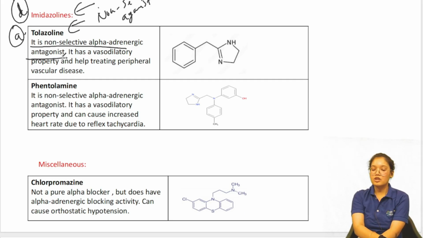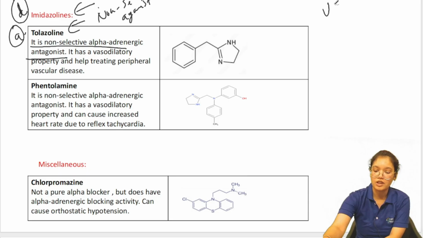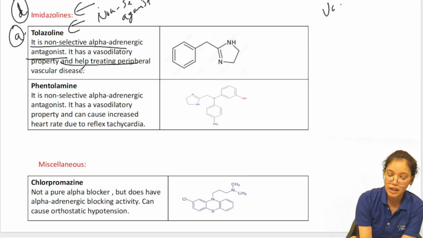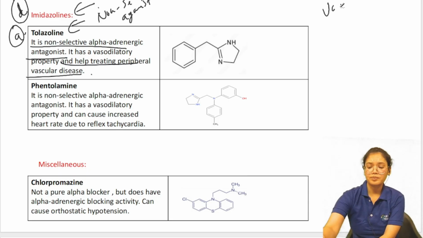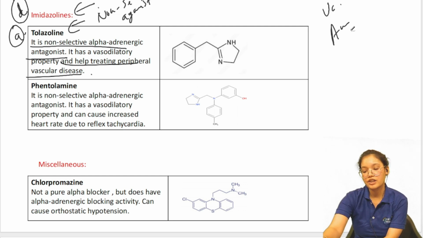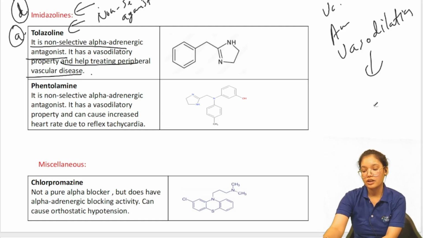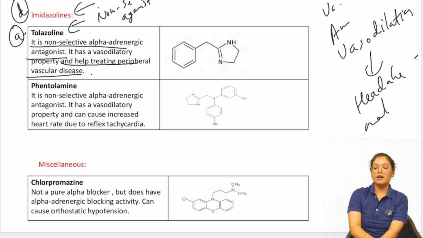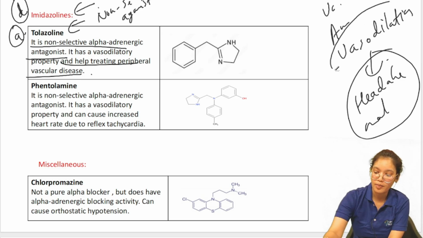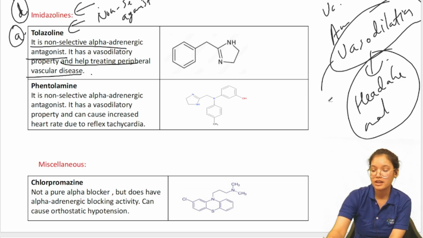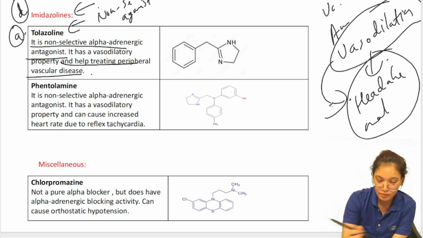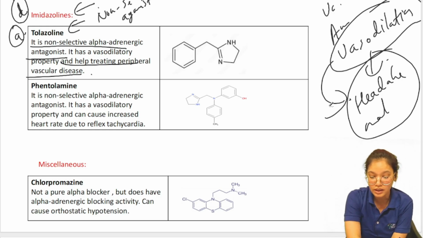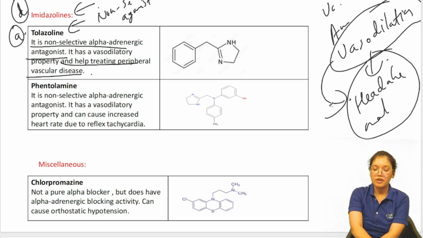Okay. Now tolazoline is a non-selective alpha adrenergic antagonist. It has a vasodilatory property, so it can cause vasodilation and help in treating peripheral vascular disease. As these anti-adrenergic drugs cause vasodilation, due to this vasodilation we can see some symptoms like headache and nasal decongestion. These are the side effects. So it helps in treating peripheral vascular disease.